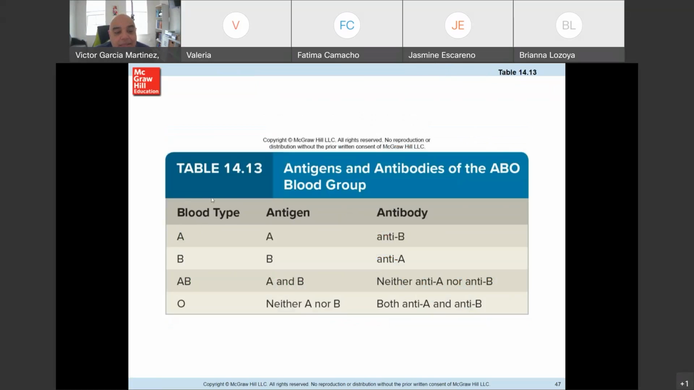Again, type A has antigen A, but we have antibody anti-B. Type B, we have antigen B, and the antibody is going to be anti-A. When we have group AB, it's because we have both antigens, but we have no antibodies. And finally, type O is because we have no antigens, but we have both antibodies.